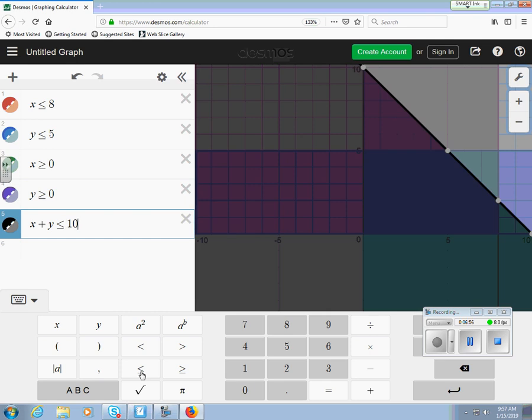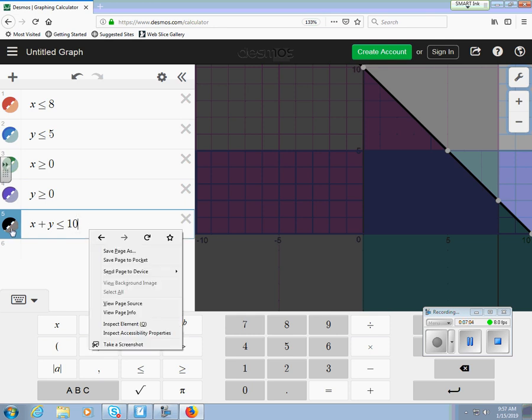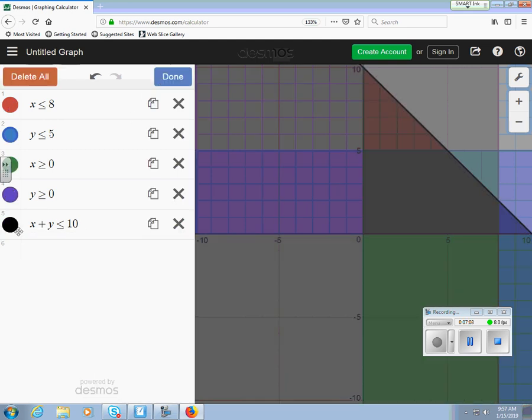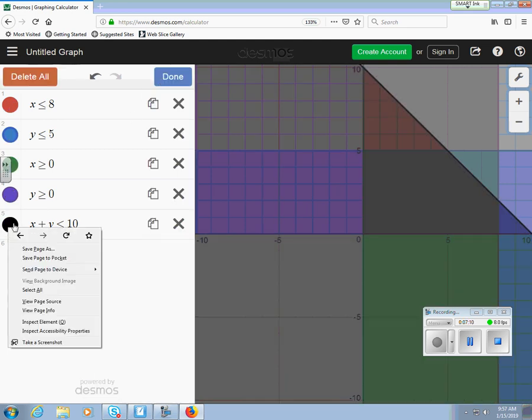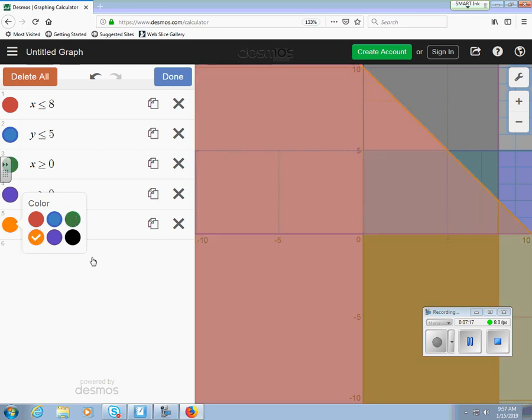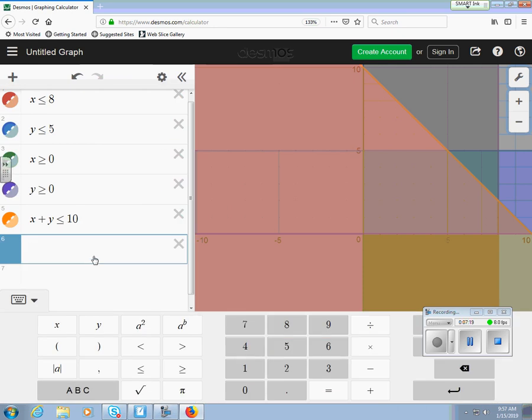I'm trying to look for where all my colors merge. I hate that color black. I think there's a way to change it, but it doesn't always want to do it. I don't know if I want a green. That might be a little better. Is that better than the black?